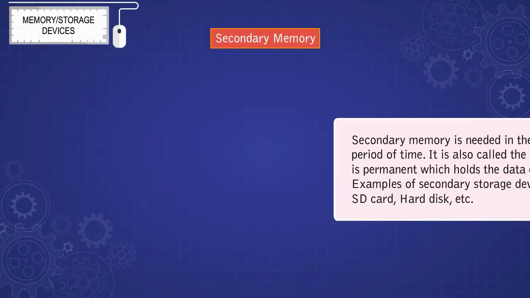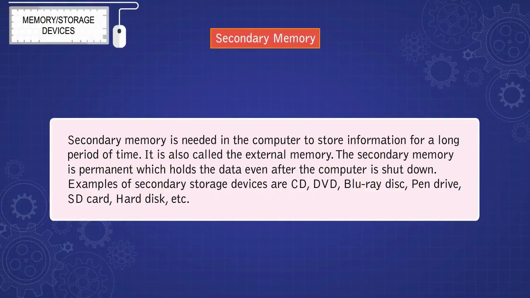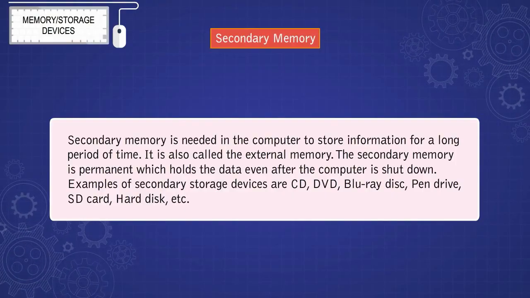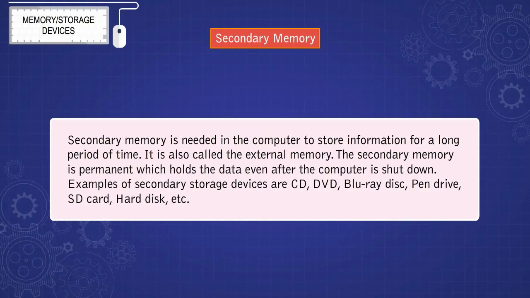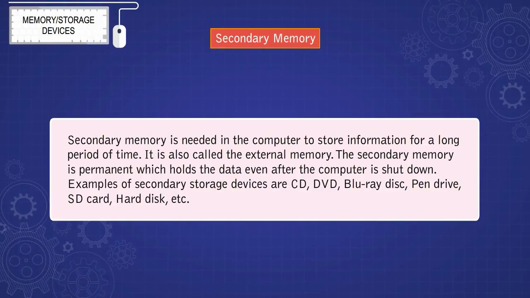Secondary memory. Secondary memory is needed in the computer to store information for a long period of time. It is also called the external memory. The secondary memory is permanent, which holds the data even after the computer is shut down. Examples of secondary storage devices are CD, DVD, Blu-ray disc, pen drive, SD card, hard disk, etc.